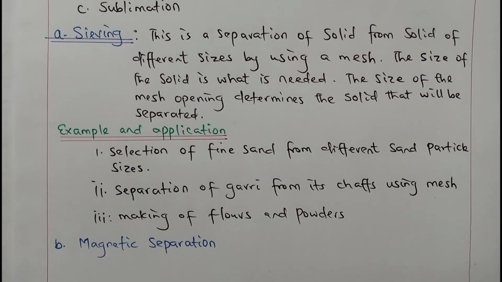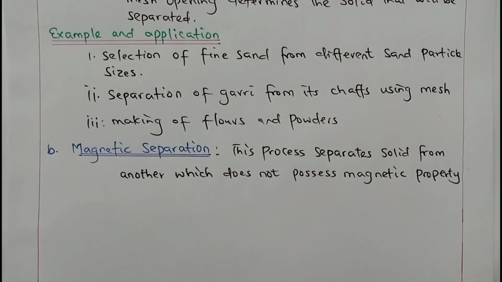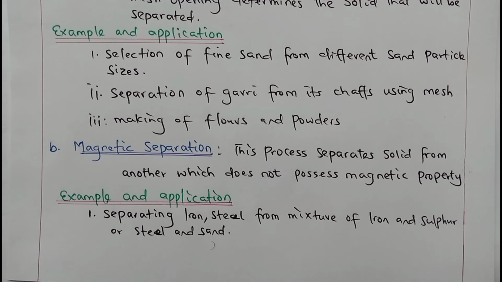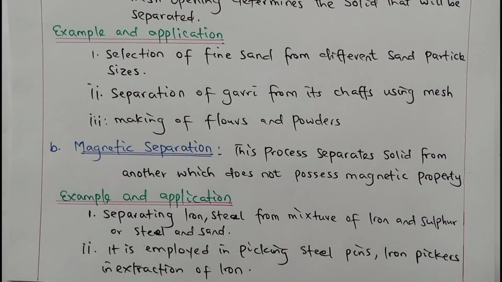Let us look at magnetic separation. This process tries to separate magnetic solids from another which does not possess magnetic property. The physical property that is being applied here is the attraction to a magnetic field. So each solid that is attracted to a magnetic field will be separated away from a group of other solids that do not have attraction towards a magnetic field. We can actually apply this in separation of iron or steel from a mixture of iron and sulfur, or steel and sand. We can also use it to pick steel pins, and iron pickers in extraction of iron.